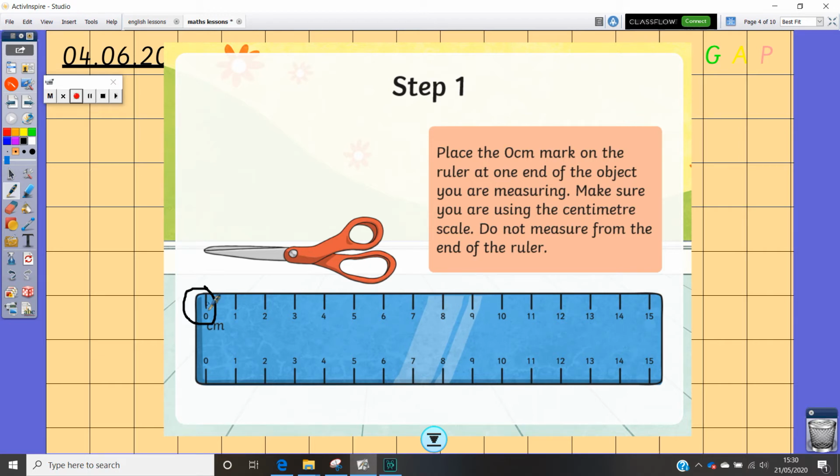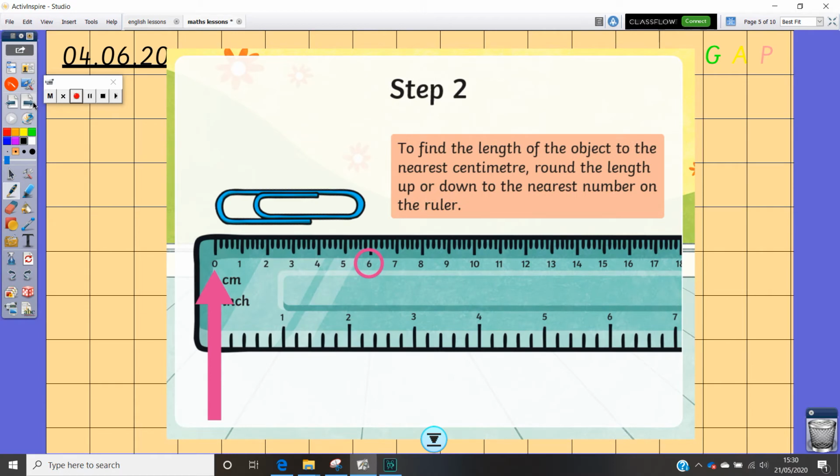Make sure you're using the centimetre scale, not the other scale that would be on there, which would be inches more likely on your ruler. So make sure we're using the cm for centimetres. Then you're going to place your object, whether it's a pair of scissors or a paper clip or anything that you've chosen around your house, you're going to find the length of it. So first of all, where the arrow is, place the end of the object here on 0, which is what we have done here. And then we lay the object along the ruler.